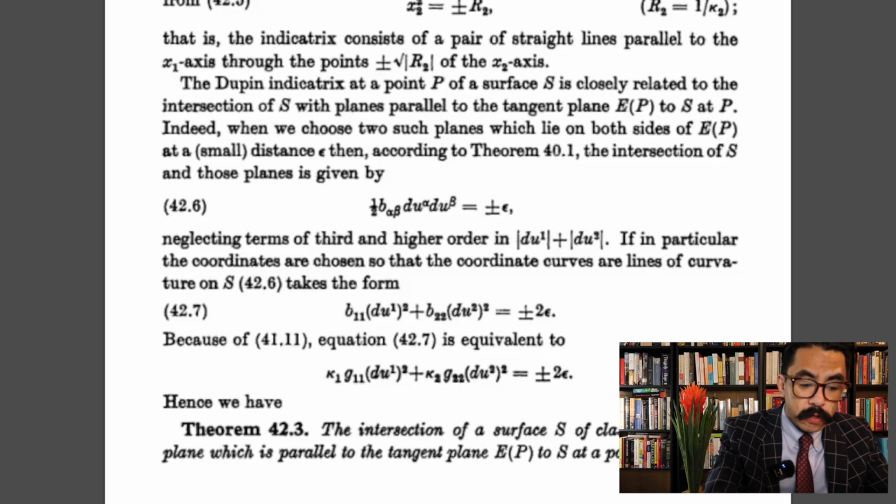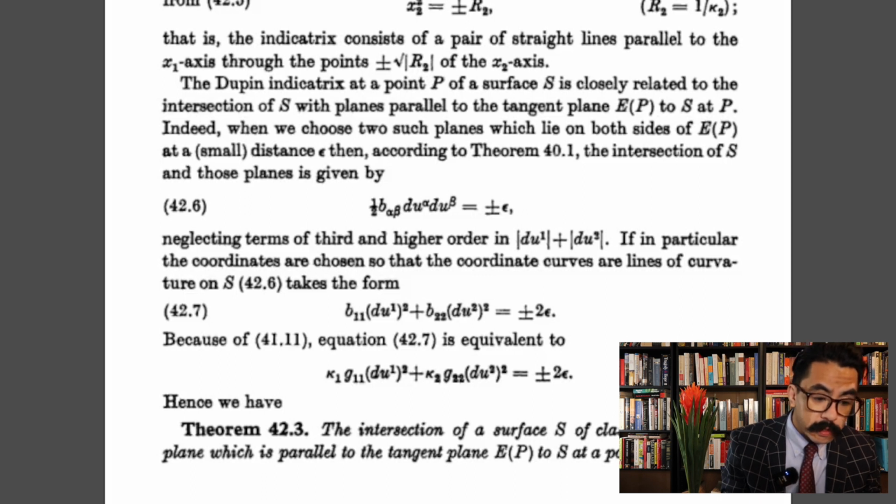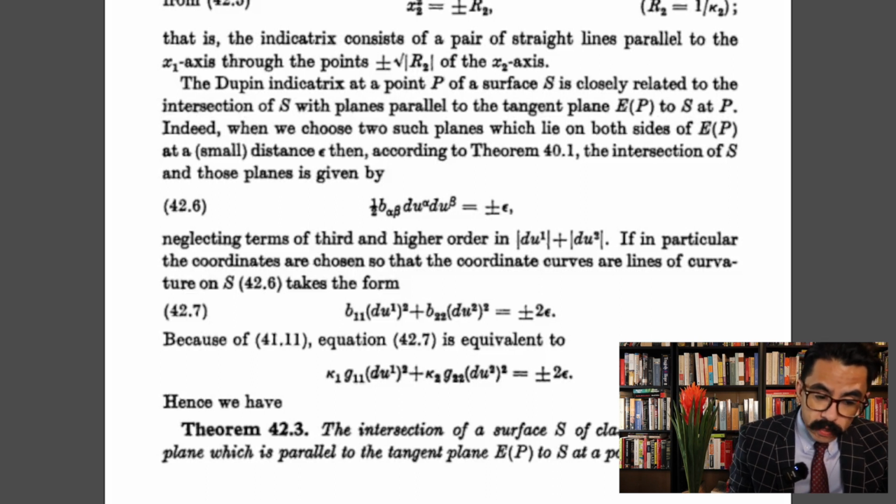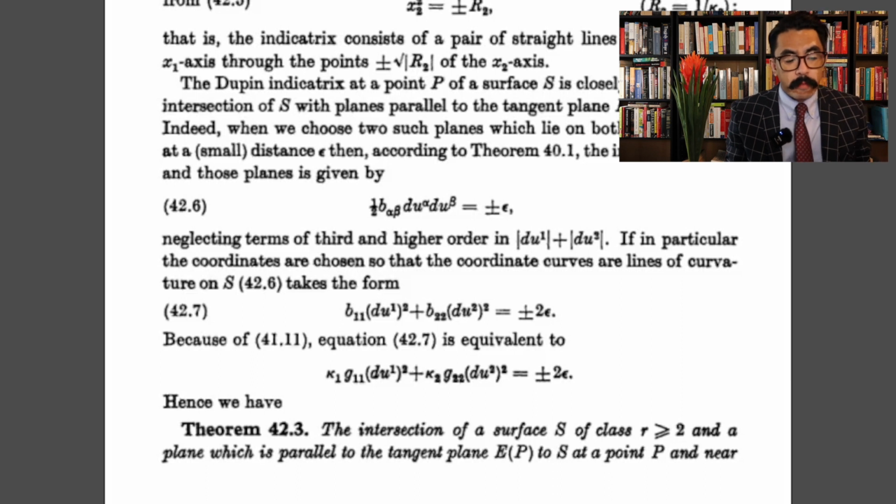If in particular the coordinates are chosen so that the coordinate curves are lines of curvature on S, then the previously obtained relation takes the form b₁ du¹² + b₂ du²² is equal to ±2ε. But because of the principal curvatures, the Gaussian or total curvature and mean curvature relations for when the coordinate curves on a surface S are lines of curvature, and these relations are then given in terms of the fundamental forms, then what we just obtained is equivalent to κ₁ g₁ du¹² + κ₂ g₂ du²², which is then all equal to ±2ε. Hence, we have Theorem 42.3.